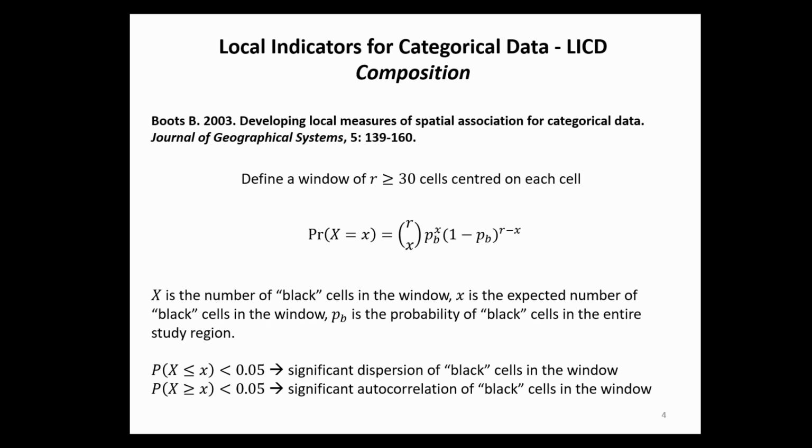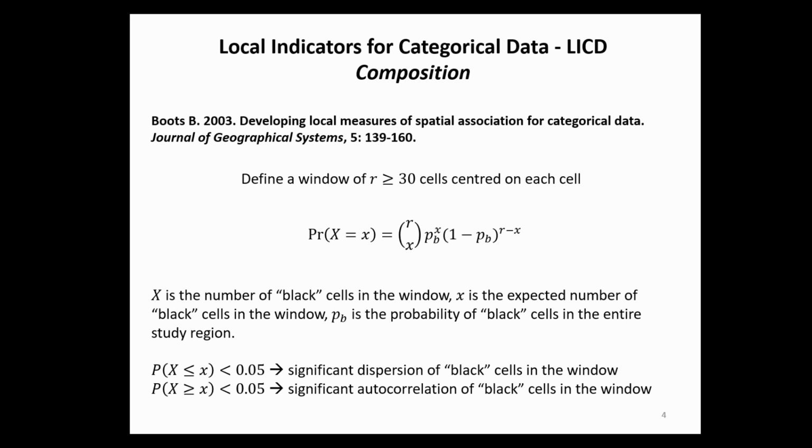As far as composition is concerned, I'm going to go through Boots's method really rapidly, in order to explain how I implemented it for archaeological data and how it can be used in archaeology. I'll try to be as quick as I can on this. So Boots implements a moving window. As you can see, each window is at least 30 regions. This is based on tests in management.